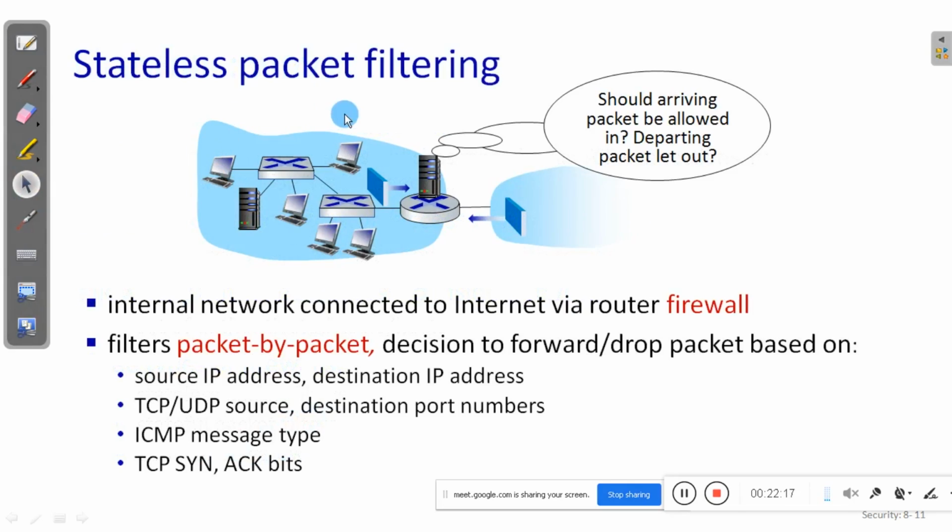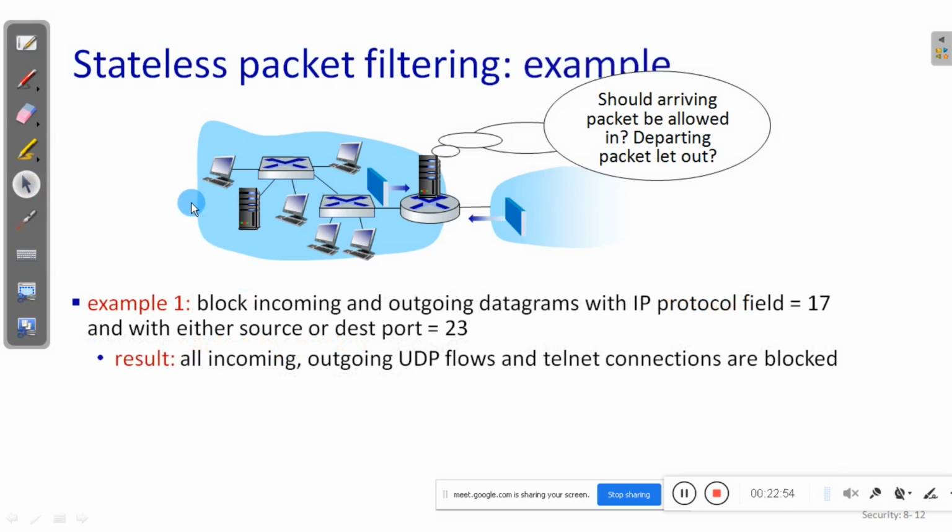Now, stateless packet filtering. Here you can see the internal network connected to the internet via a firewall. The firewall filters packet by packet. It will check the source IP address and the destination IP address, so a particular source IP address to a particular destination IP address is allowed or blocked. Blocking is also based on TCP and UDP port numbers, on ICMP message type, and on the TCP SYN and acknowledgement bits.